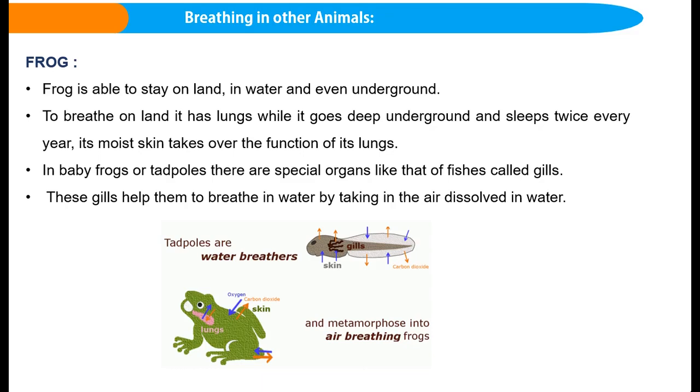And the baby frogs, the young frogs, are called tadpoles. They are aquatic and look like fish, and they use their gills like fishes. These gills help them to breathe in water by taking in the air dissolved in water. So in this way, the frog uses its lungs when it is on land, and during estivation and hibernation it uses its moist skin, and the young frogs, that is tadpoles, use their gills.